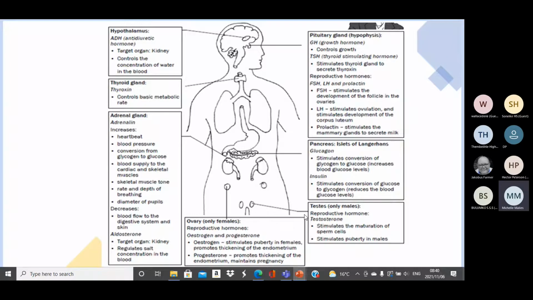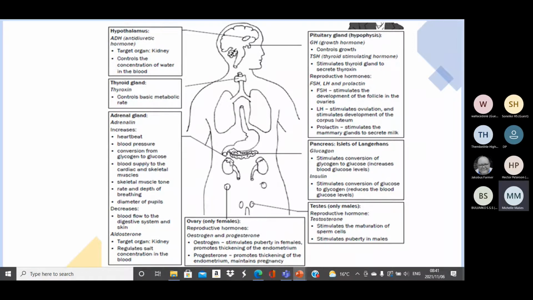Then the two reproductive glands, the testes and the ovaries. Testes, hormone is testosterone, function: stimulates the maturation of sperm cells and puberty in males. The ovaries secrete estrogen and progesterone. Estrogen stimulates puberty and the thickening of the endometrium in females, and progesterone also promotes the thickening of the endometrium and maintains pregnancy.